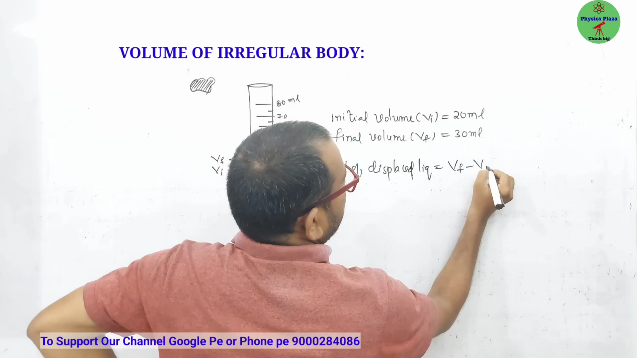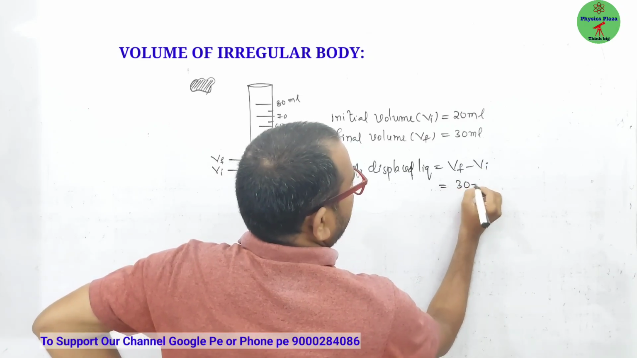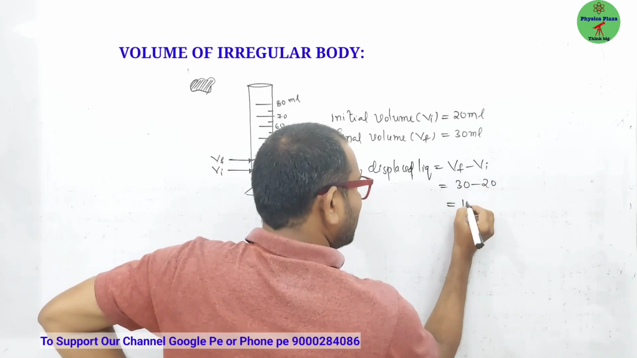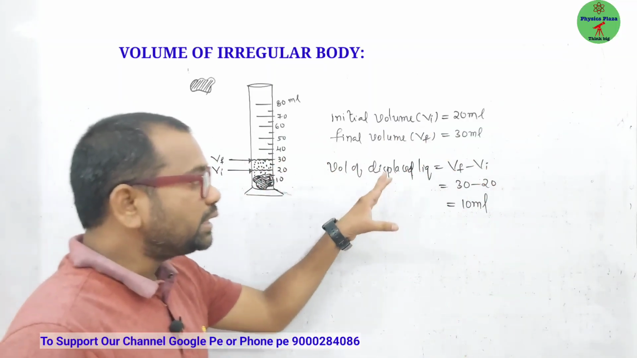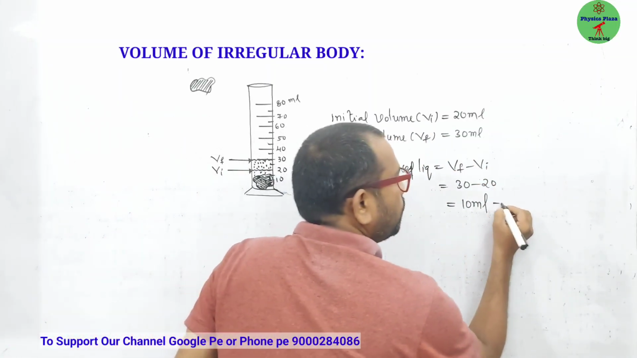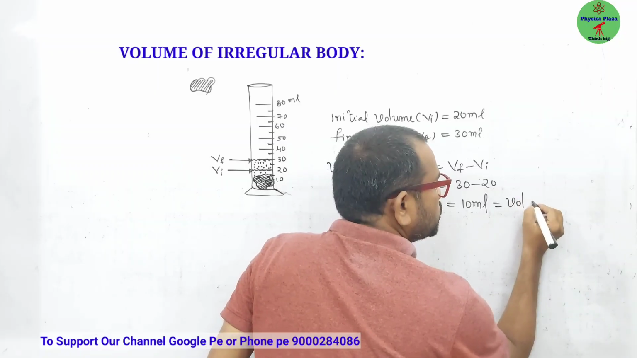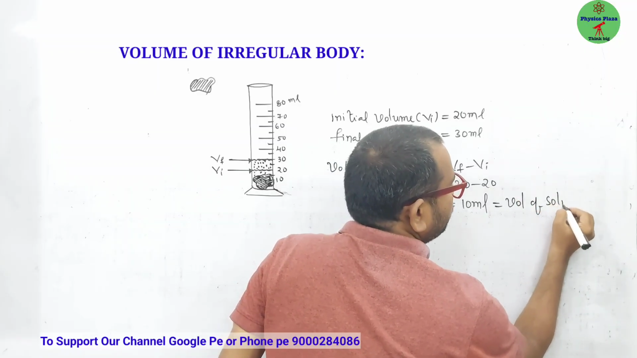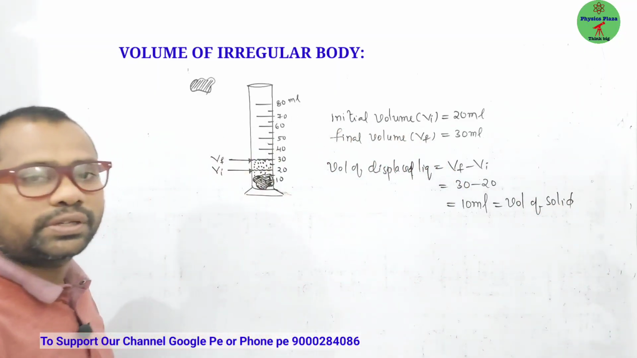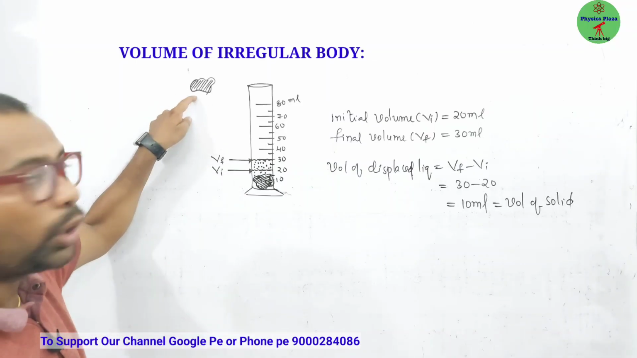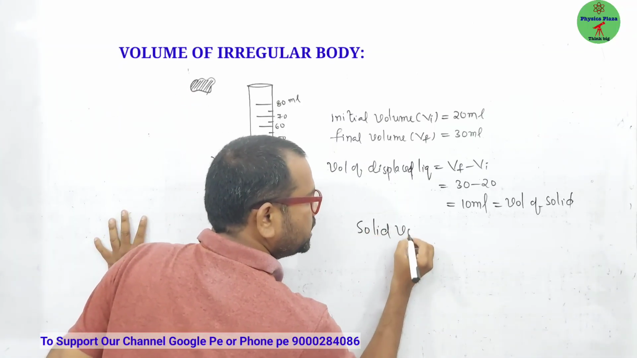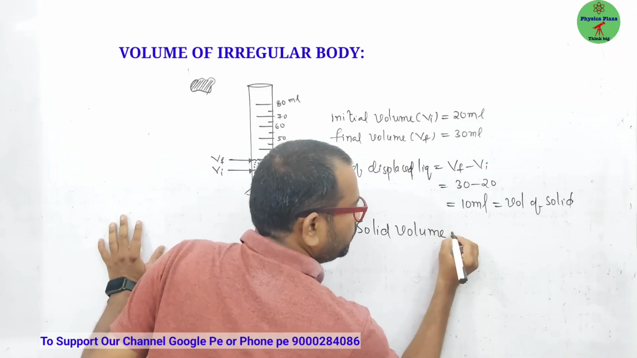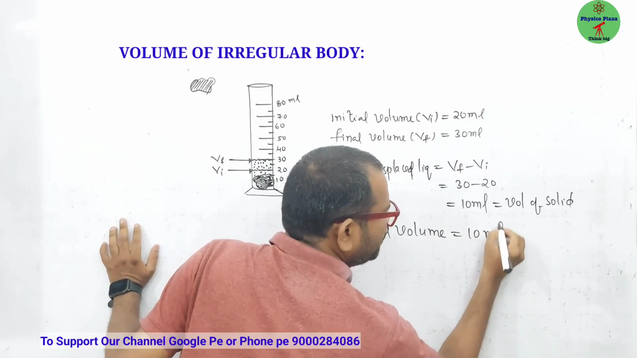Final volume minus initial volume. This is 30 minus 20. This is 10 ml. Children, the volume of the displaced liquid is equal to the volume of the solid submerged. Now what is the volume of this solid, children? Yes, so now that solid volume is 10 ml.